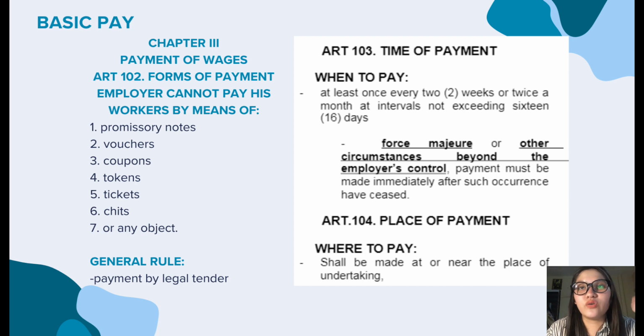But there is also a requisite. So first is that there must be a written permission of the majority of the employees concerned in an establishment. Second, the establishment must have 25 or more employees. And lastly, the bank must be located within a kilometer radius from the location of the establishment. So payment through the ATM is allowed.